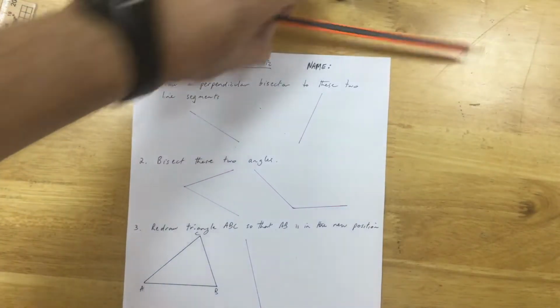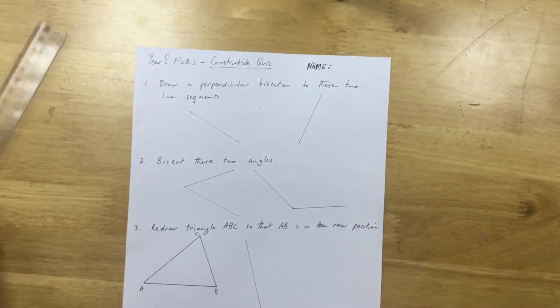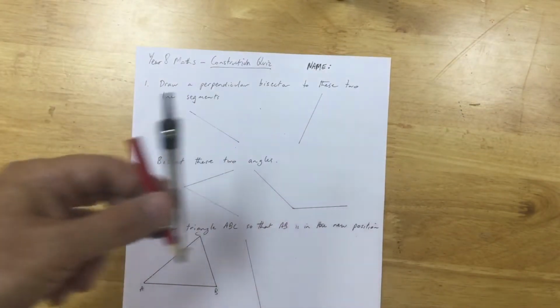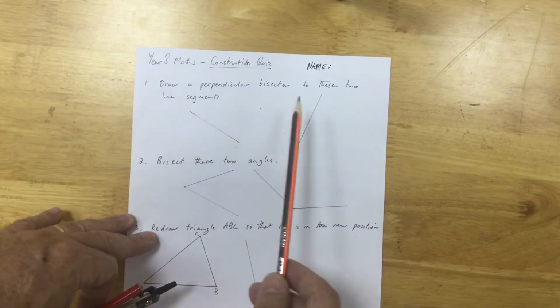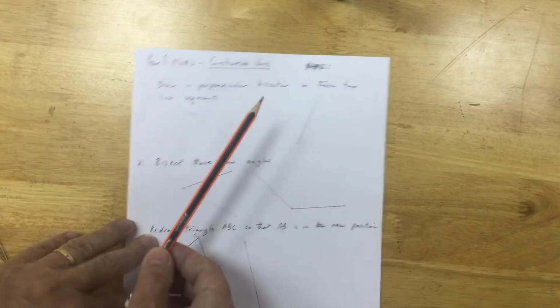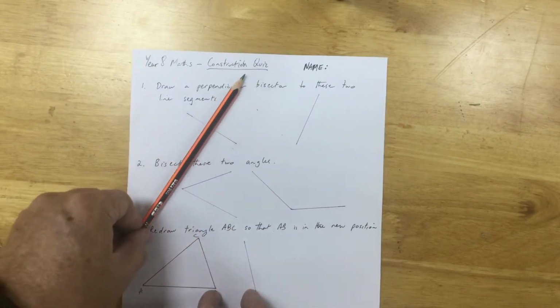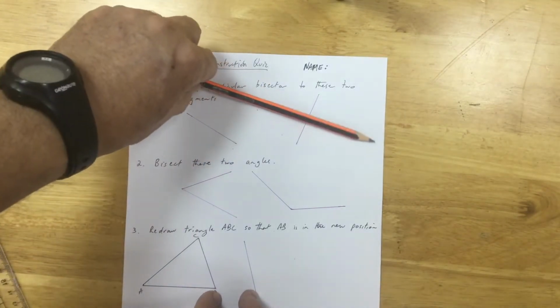Alright, so I'm going to do these constructions. I've got my pencil, my ruler, and my compass. Okay, the first one says, draw a perpendicular bisector to these two line segments. So here's the line segment. The perpendicular bisector will cut it down the middle and be perpendicular. So it would be like that. This one would be like that.